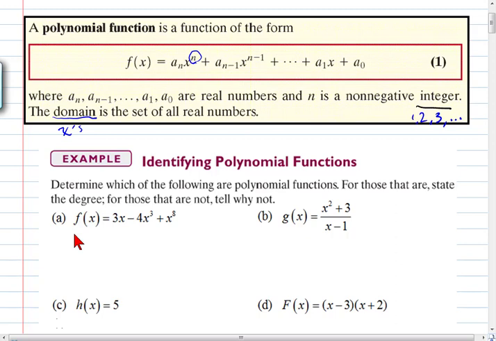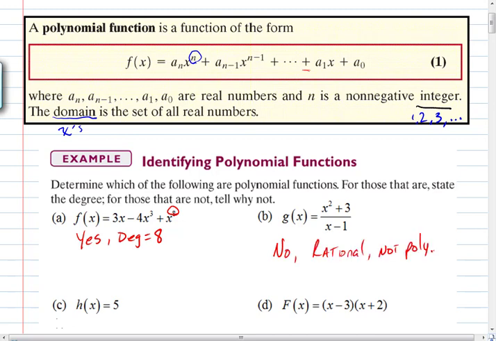Is this a polynomial function? Yes, it is. What is the degree? It's the highest power of the x. Is B a polynomial function? Do you see any fractions up here? This is actually raised to a power of -1. So this is a rational function, not a polynomial.